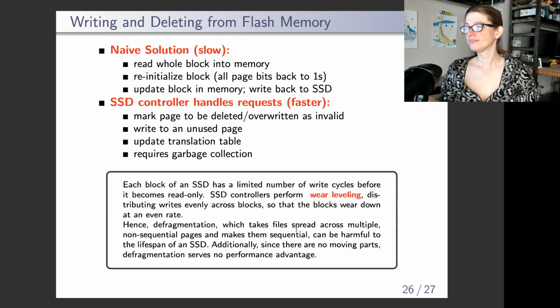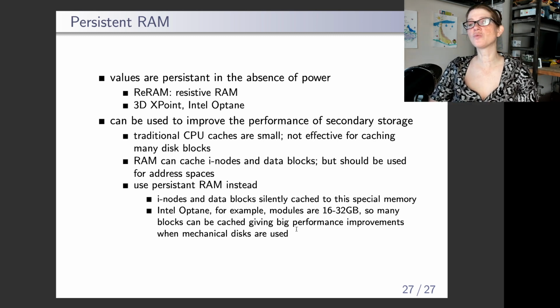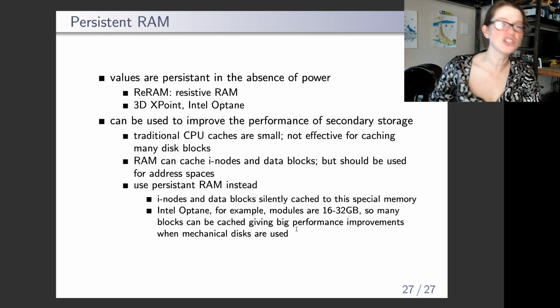Okay. One more kind of persistent storage that's newer is ReRAM, or resistive RAM. The idea is this is RAM that can actually have its values persist in the absence of power. So without power, the RAM is going to keep its value. And there's ReRAM, as I said, but there's also 3D XPoint, which is also known as Intel Optane. Now, what is this stuff actually used for?